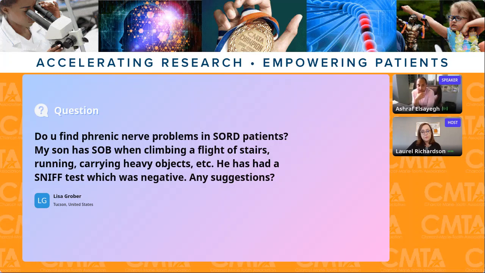And even if everything comes back negative, if there's absolutely no other reason why they have shortness of breath and everything else has been ruled out, meaning asthma, whatever else can happen in kids, heart problems, whatever it may be, you can always have a trial of a non-invasive ventilator that he tries at night and see if that helps him.